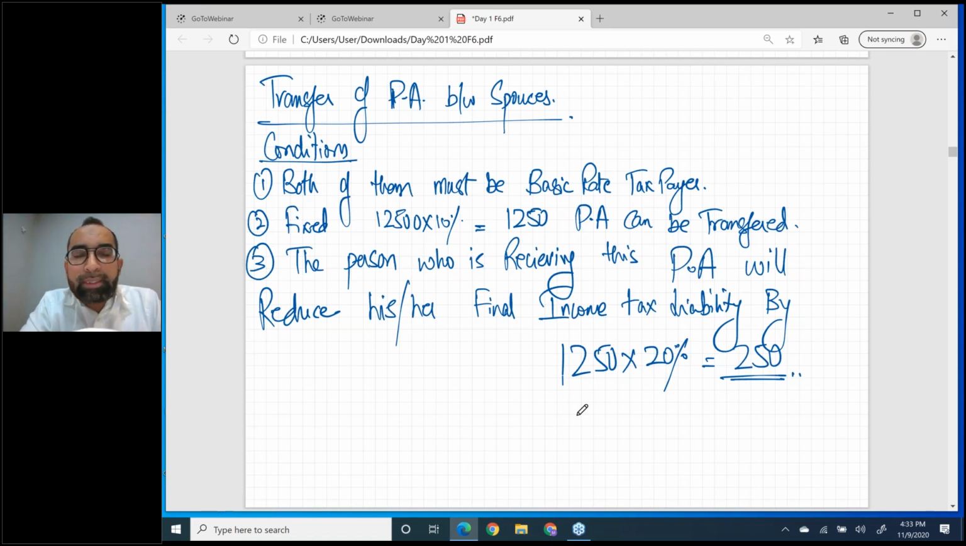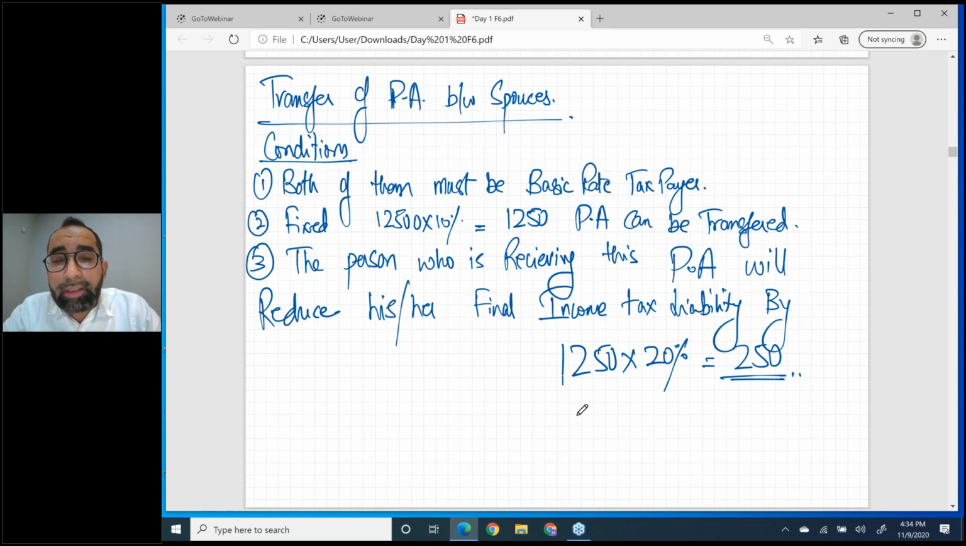Number two, there is a fixed amount. 12,500 is the original allowance, multiplied by 10%. Only 1250 of the personal allowance can be transferred. Only 1250 fixed personal allowance can be transferred, right? The person who is receiving this personal allowance, for example, the wife has transferred 1250 personal allowance to the husband.